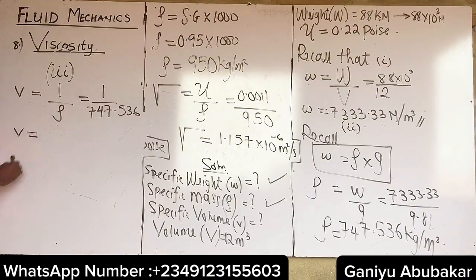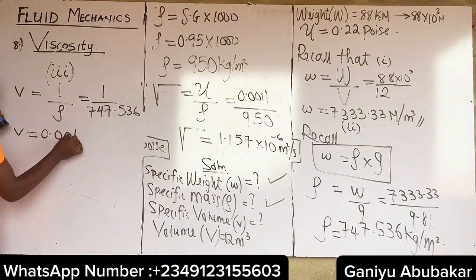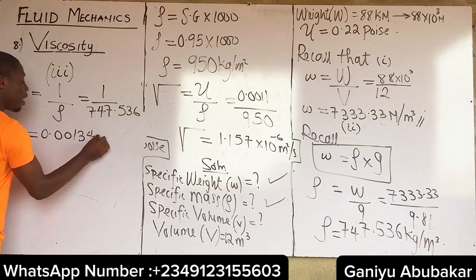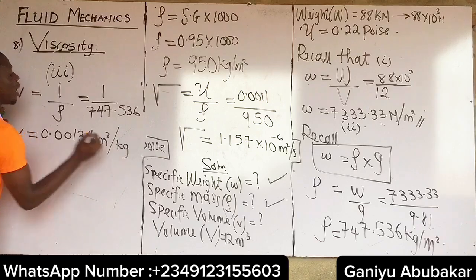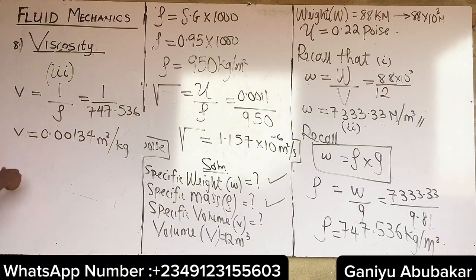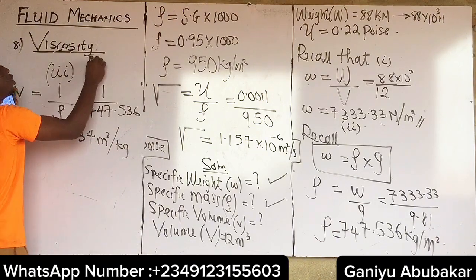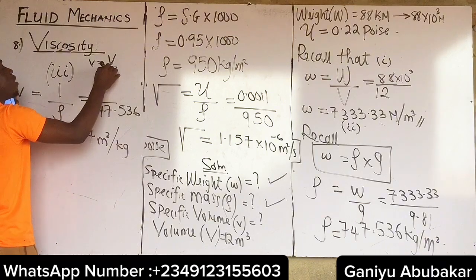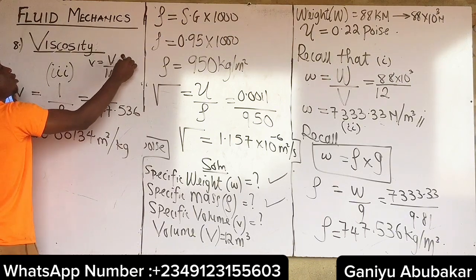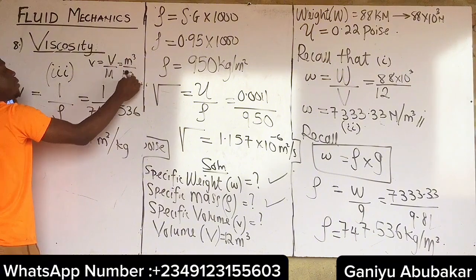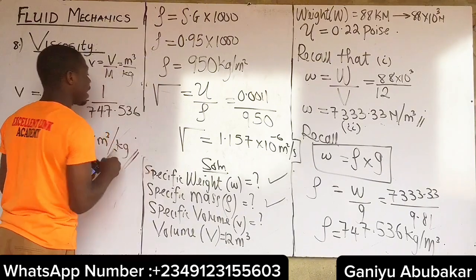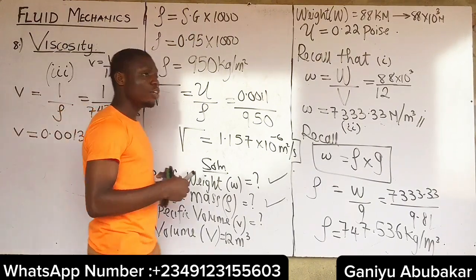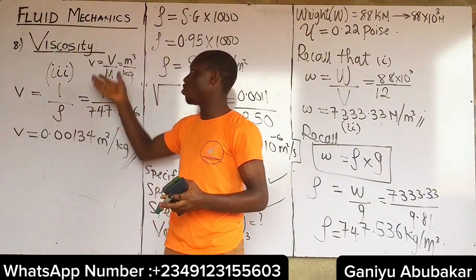Specific volume, small v, is equal to 0.00134 meter cube per kilogram as my SI unit for specific volume. Why? We said specific volume, small v, is equal to total volume all over total mass. Volume is measured in meter cube, mass is kilogram. That becomes meter cube per kilogram. So this is how we solve this question using the introduction of fluid mechanics and the concept of viscosity.